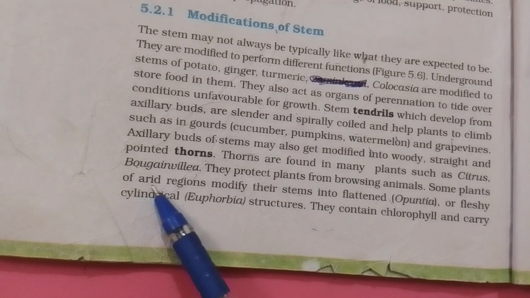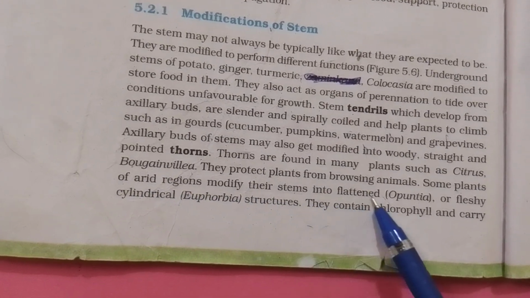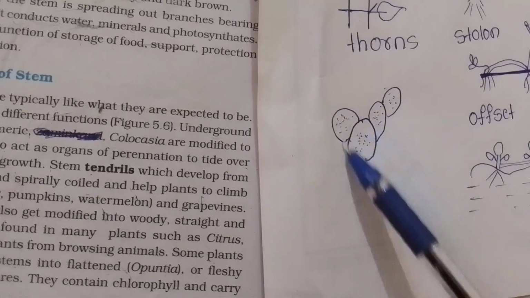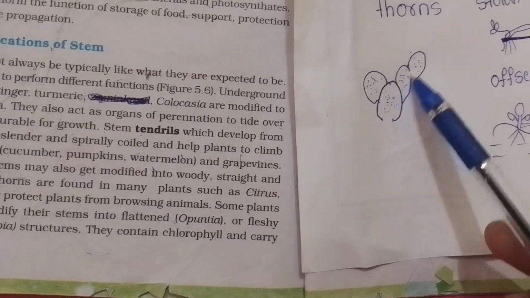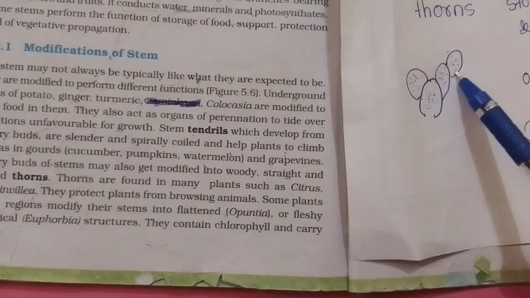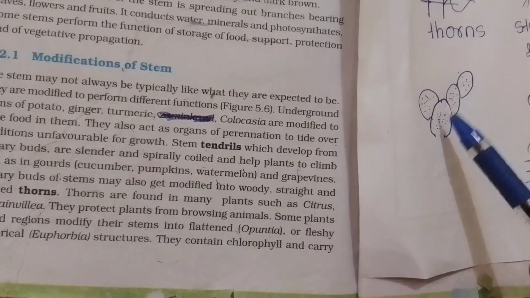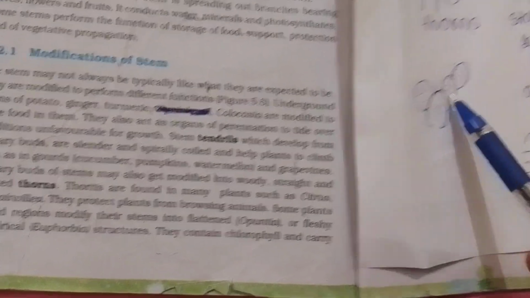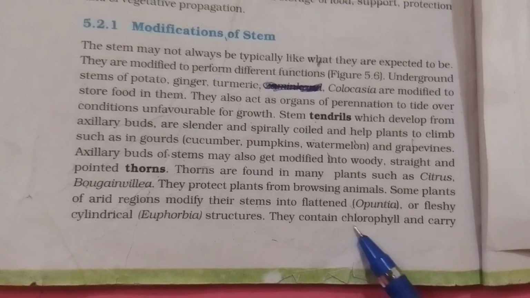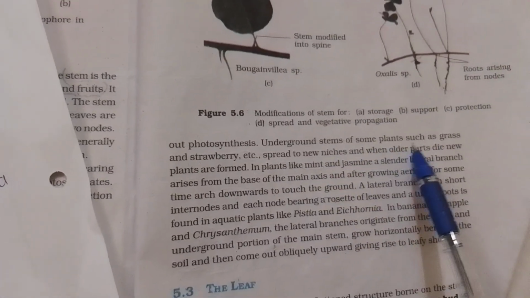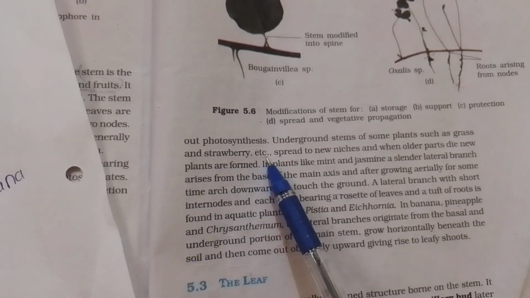Some plants of arid regions modify their stem into flattened or fleshy structures. Here we can see the stem modified into a flattened, fleshy structure. This can be seen in Opuntia and Euphorbia, which helps in photosynthesis. They contain chlorophyll and carry out photosynthesis.